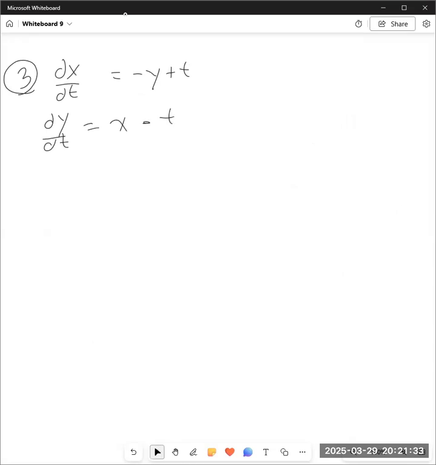I see the possibility here of this being non-homogeneous and us needing to find a complementary solution and a particular solution for x and y here. Let's see if that's what happens. So we have Dx plus y equals t. And when I bring this over to keep the x positive, x minus Dy is equal to t as well.